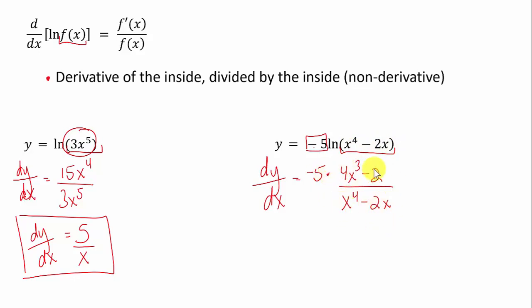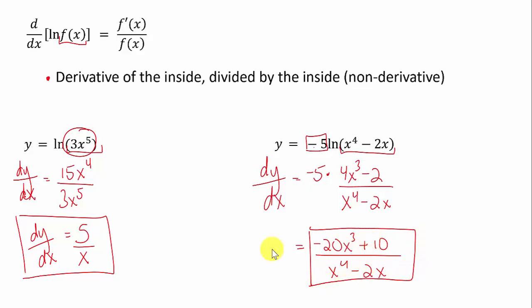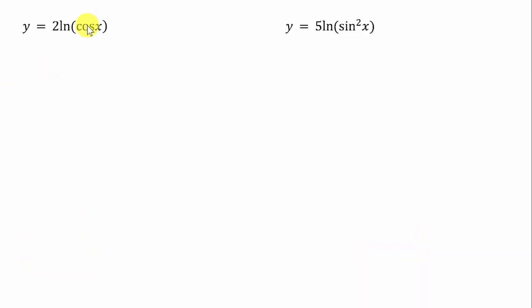Now, there's not a lot of simplifying that can be done here because we have this subtraction in between each of these. You could multiply this negative 5 through the numerator if you wanted to, and that would look like this, negative 20x cubed plus 10 over x to the 4th minus 2x. And that's pretty much all we can do as far as simplifying. You could take out a greatest common factor on the top and the bottom, but you wouldn't be able to simplify any further. So this is good. Okay, let's look at 2 more examples.